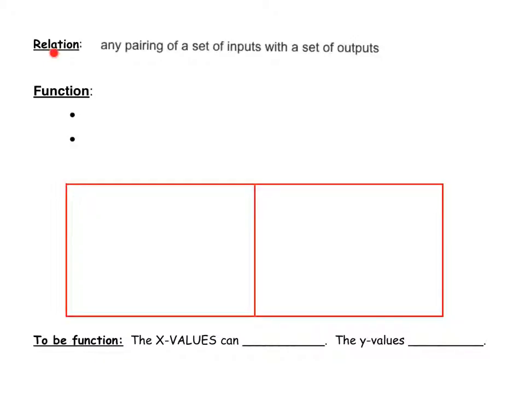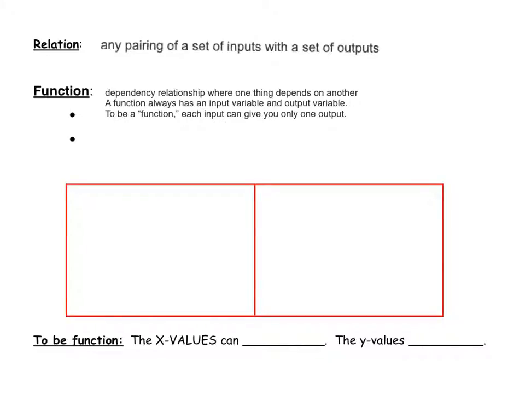Okay, first of all, let's discuss what a relation is. A relation is any pairing of a set of inputs with a set of outputs. Very important. So write that down. And a function is a dependency relationship where one thing depends on another. You already have this in your notes, so we're reviewing this. A function always has an input variable and an output variable. And to be a function, each input can give you only one output.